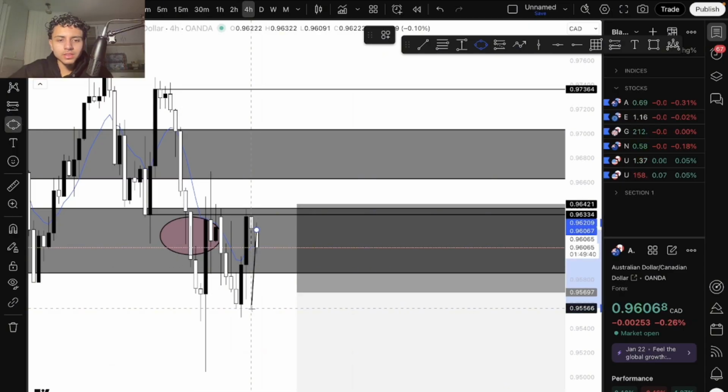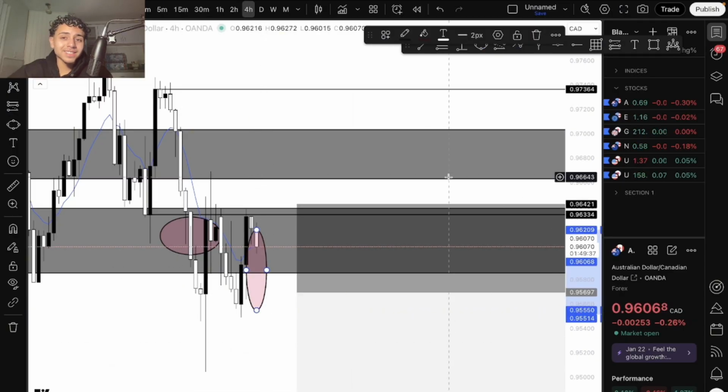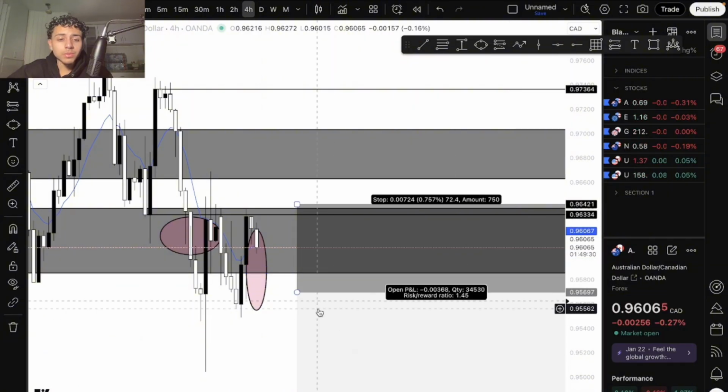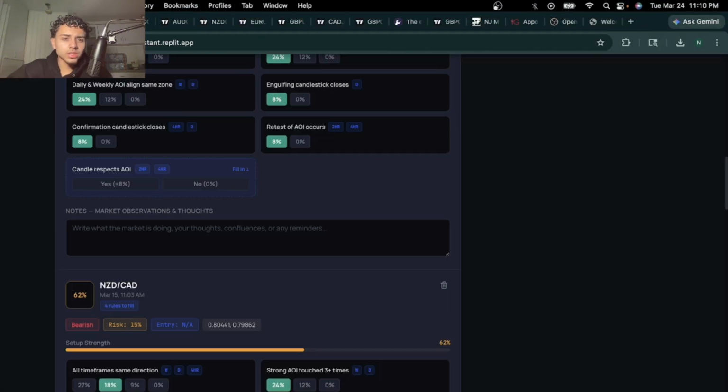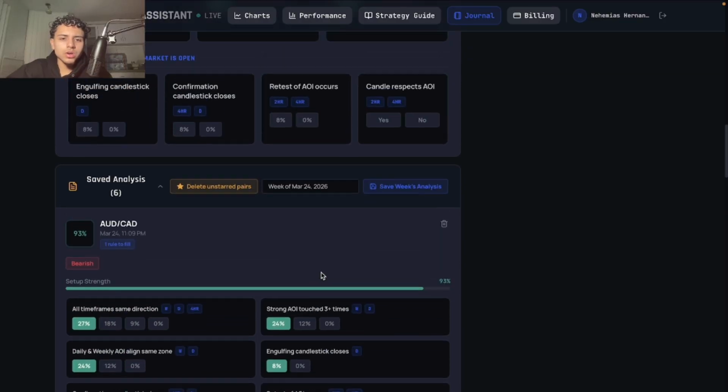So this candlestick has to come all the way down here. That way I could say this candlestick indeed respected the area of interest. So I will add an alarm to let me know that the candlestick has respected the area of interest. So for the moment, we still are waiting for this market.